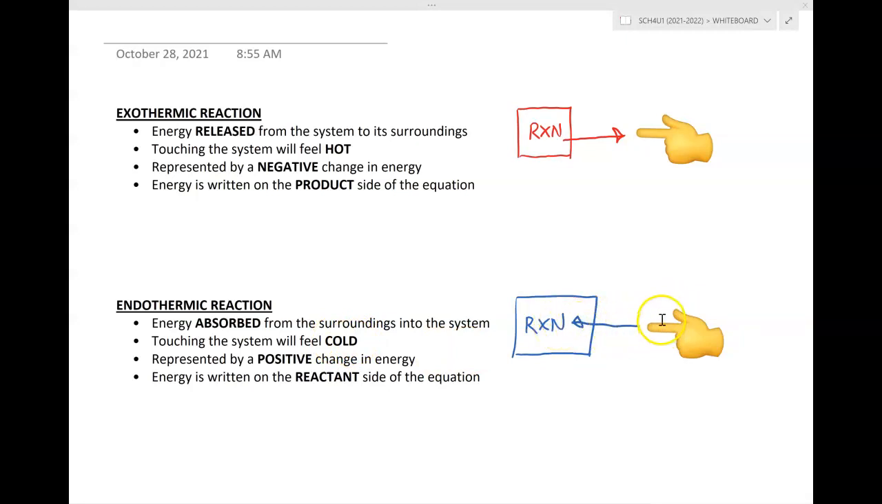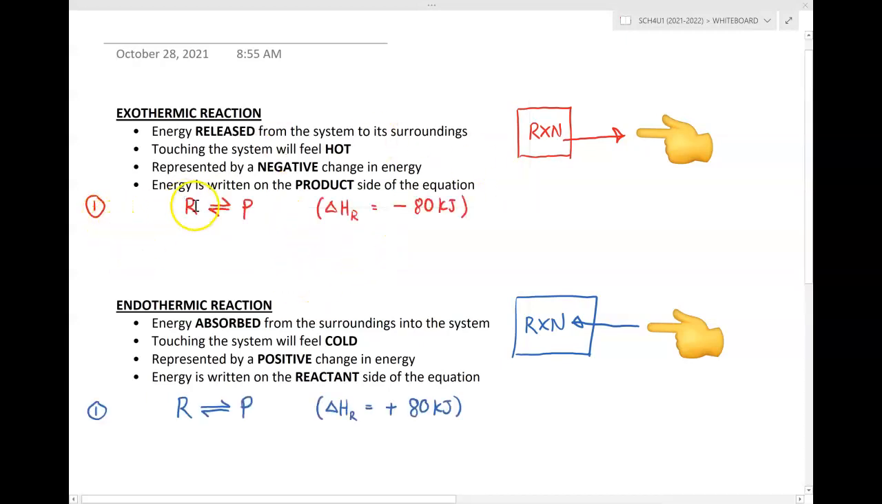I'm losing energy from my finger, so it's going to feel cold. Now in this course, we can represent this energy change in the chemical equation in two different ways. In the first method, we write out the chemical equation, so reactants being converted to products, and off to the side, in brackets, we write down delta HR. So delta means change, H stands for the heat, and R stands for the reaction.